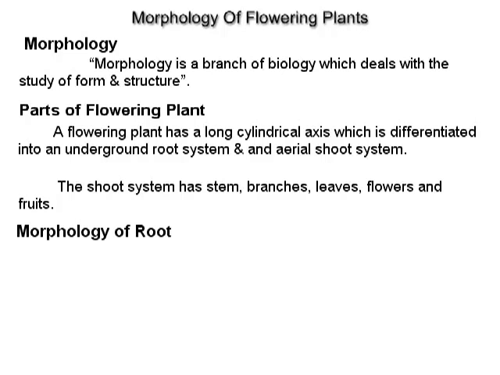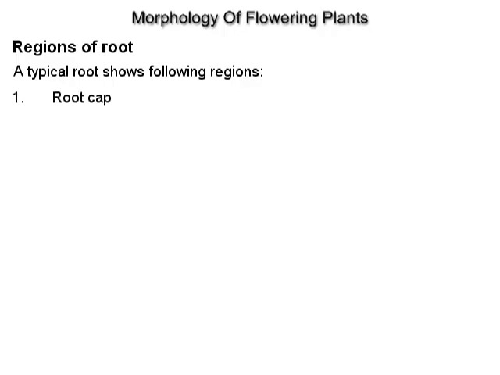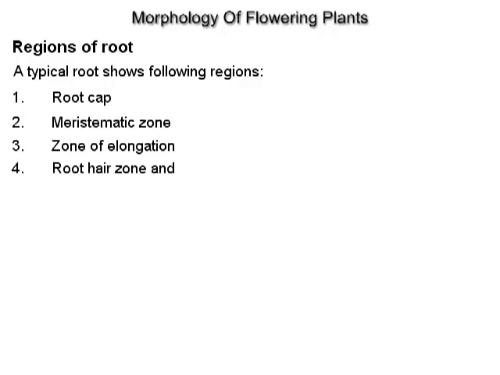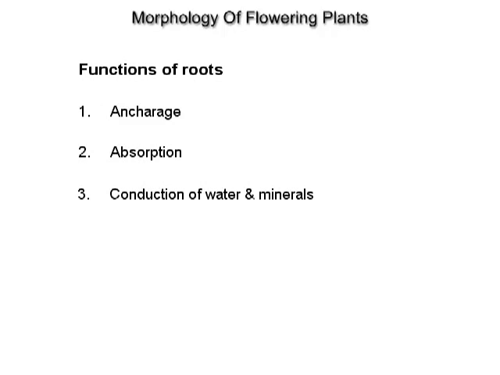Morphology of a root. Root is a non-green, underground, descending, positively geotropic portion of a plant developing from the radicle of the embryo. Regions of root. A typical root shows the following regions: root cap, meristematic zone, zone of elongation, root hair zone and maturation zone. Functions of roots: anchorage, absorption, conduction of water and minerals, and transport of nutrients.